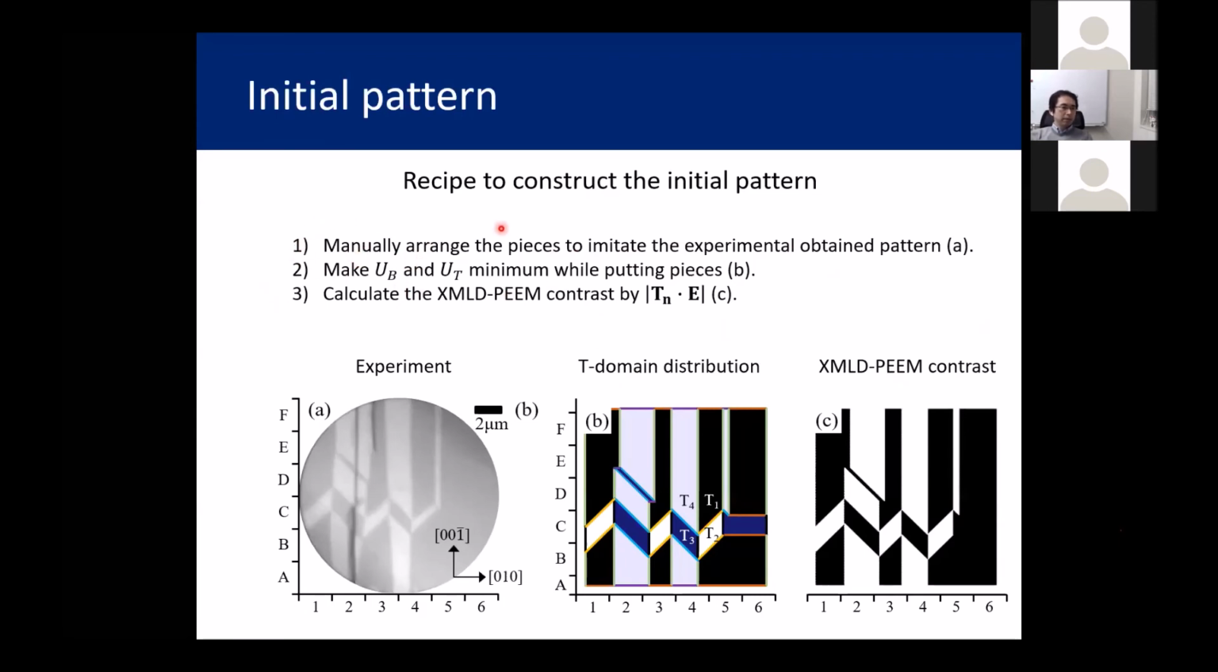First, we manually arrange the pieces to imitate the experimentally obtained pattern, like this, and make the boundary connection energy and T-domain connection energy minimum while putting all those pieces. The resulting pattern can be like this, which is very similar, and it actually has a minimum total energy. Then we calculate the XMLD-PEEM contrast by using this equation. As you can see, these two are pretty much similar.